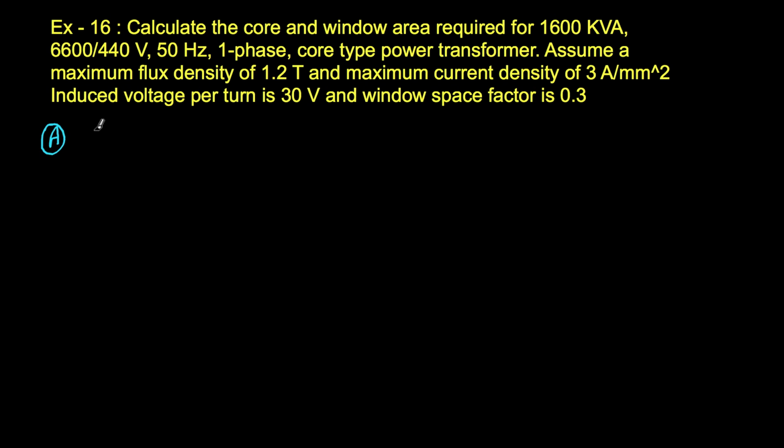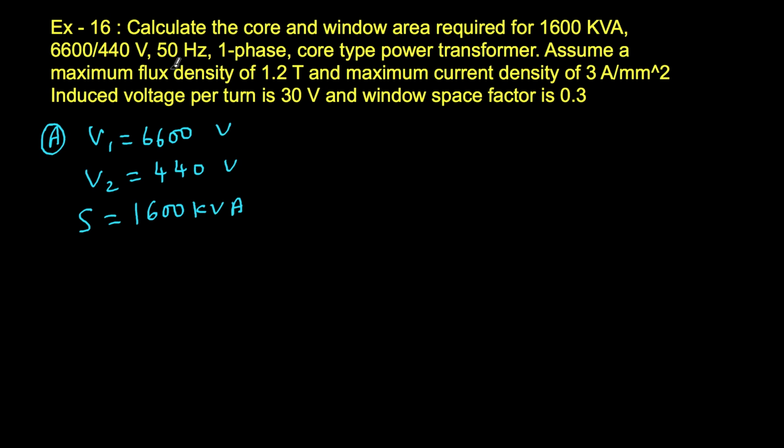So like this. I think V1 is given as 6600 and V2 is given as 440. So these are in volts. And then S is given, that is 1600 kilovolt ampere, the rating of the machine. Frequency is given, that is 50 hertz. So it helps if you write down all the given data.